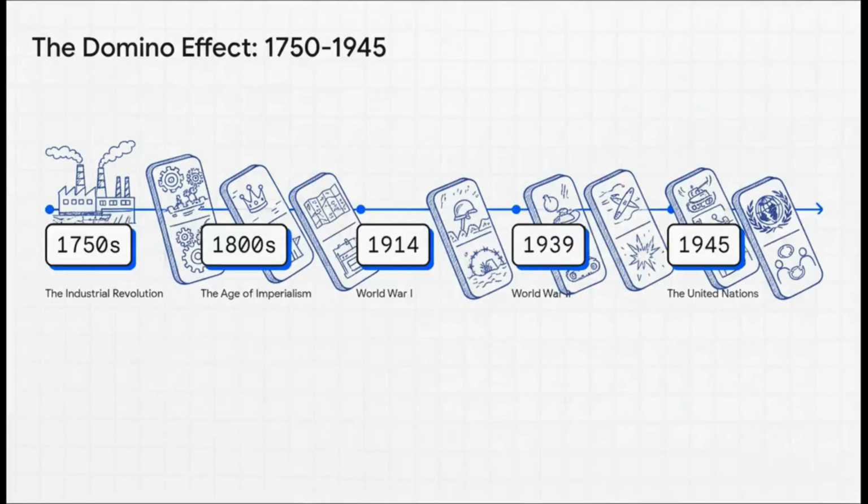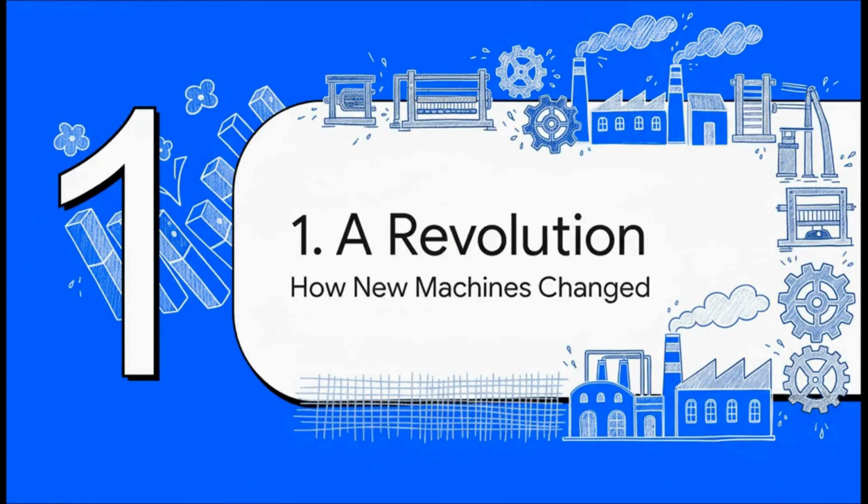We're going to follow this wild chain of dominoes, starting way back in the mid-18th century. We'll see how the Industrial Revolution was the first piece to fall. It knocked over the next one, the Age of Empire, which then crashed into World War I, then World War II, and finally led to the creation of the United Nations. All right, let's tip over that very first domino.